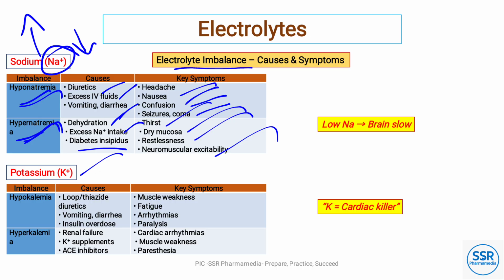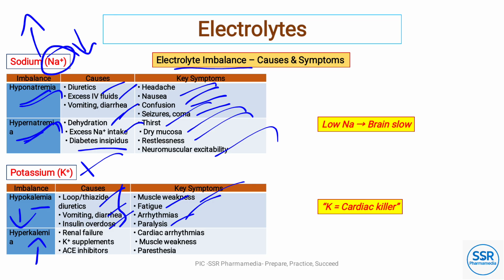Due to hypernatremia, thirst, dry mucosa, restlessness and neuromuscular excitability are the symptoms. Potassium means kalemia. When potassium level is decreased, it is called hypokalemia. When potassium level is increased, it is called hyperkalemia. Potassium level decreases due to loop and thiazide diuretic intake, vomiting, diarrhea and insulin overdose. These are the conditions where potassium level decreases, hypokalemia. Due to decreased potassium level, we get muscle weakness, fatigue, arrhythmias and paralysis.